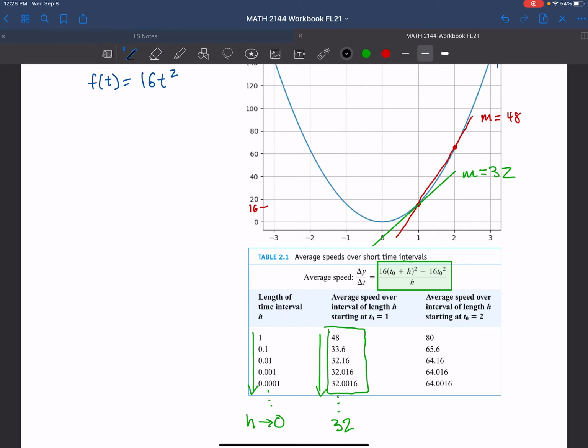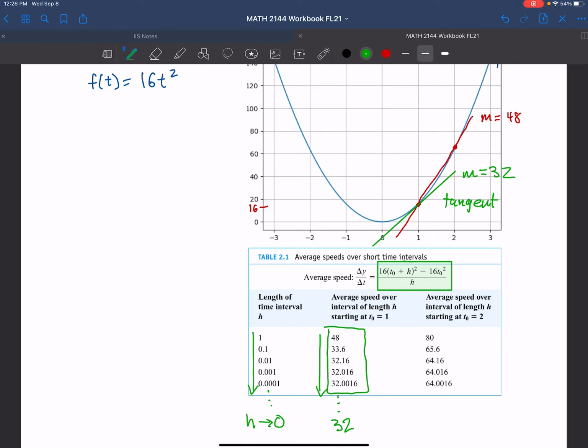By the way, this green line, you get a lot of these in Florida. It's referred to as the tangent line. Because there's a lot of sun in Florida, you'll get a tangent line.